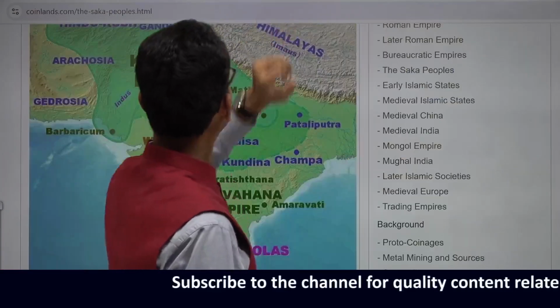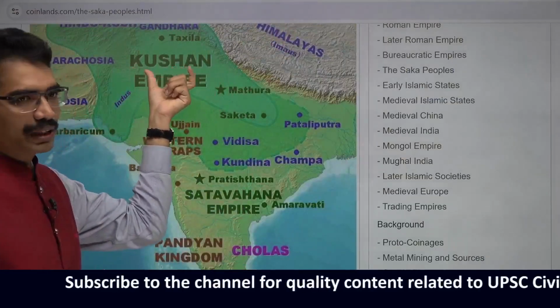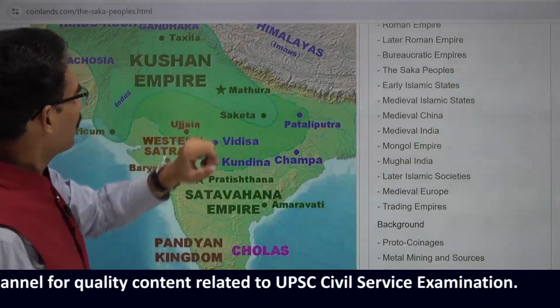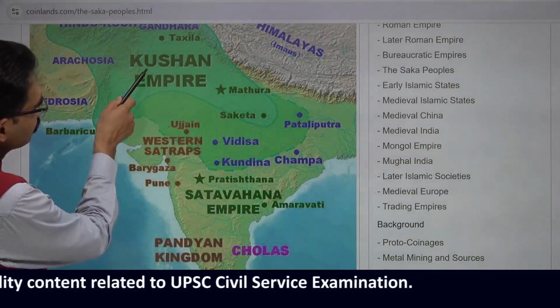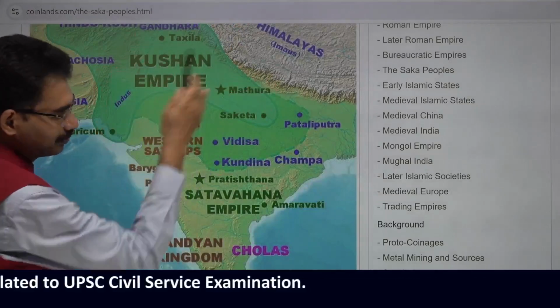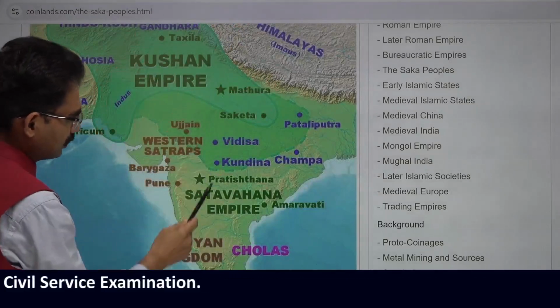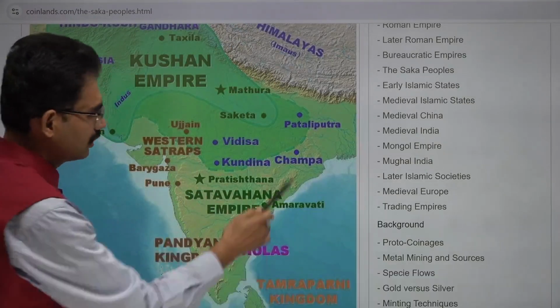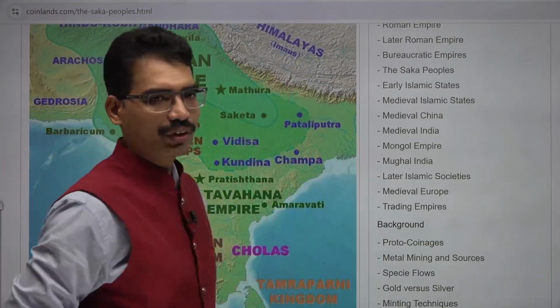Now, you can see after some time, Shakas will come here, and after Shakas, Kushanas. Identify this one. Kushana Empire, how big? Kushanas, Shatavahanas, Western Kshatrapas, also called Shakas. In this region, Shungas are going to rule.